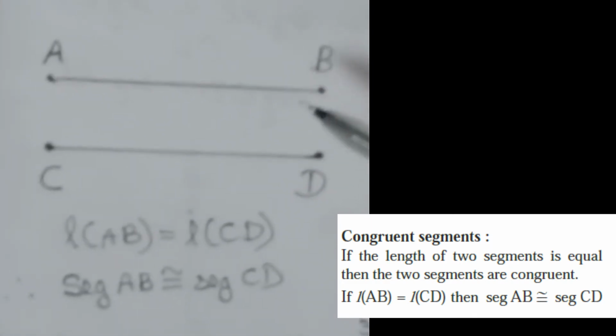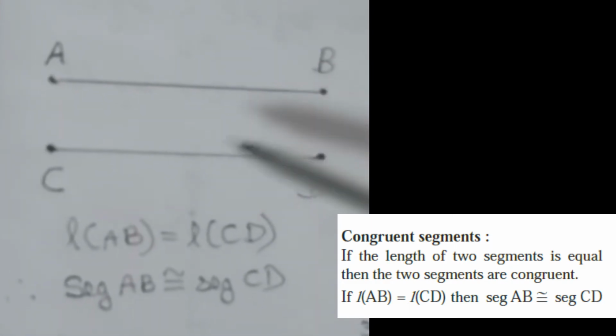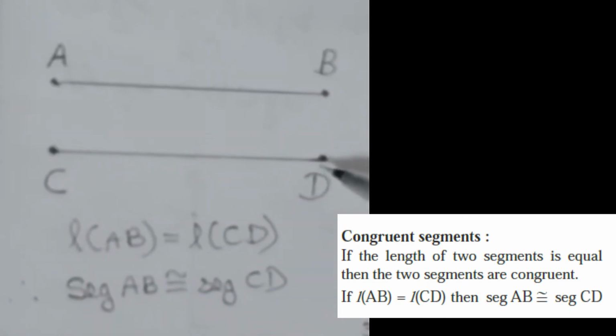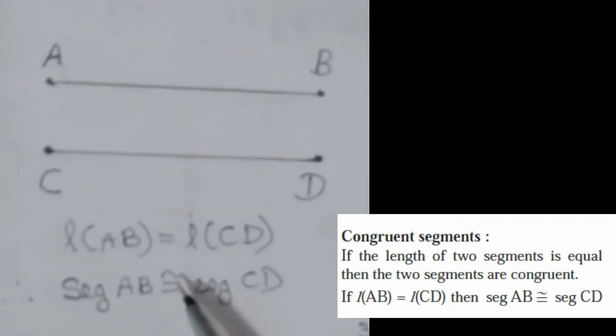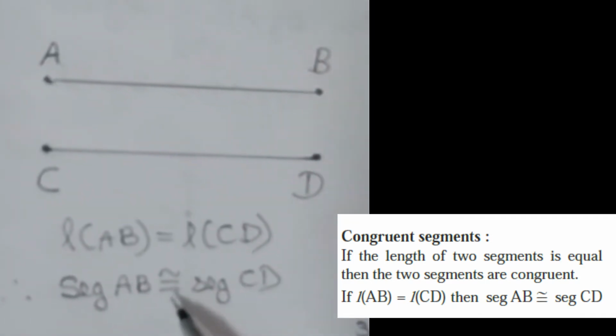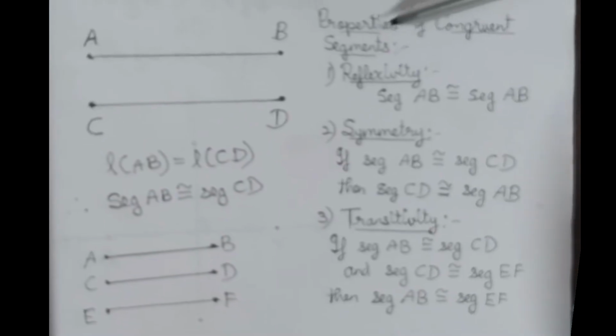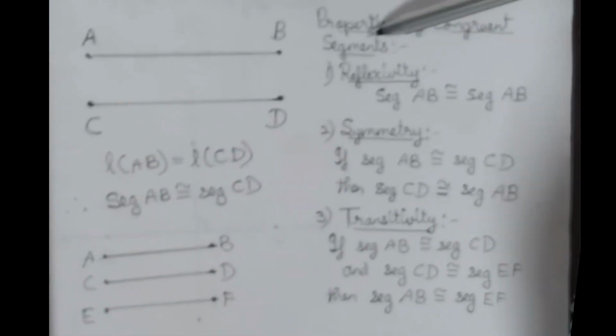That means segment AB is congruent to segment CD. This symbol is the symbol for congruent segment. So how do we read it? Segment AB congruent to segment CD. Next we will see properties of congruent segments.